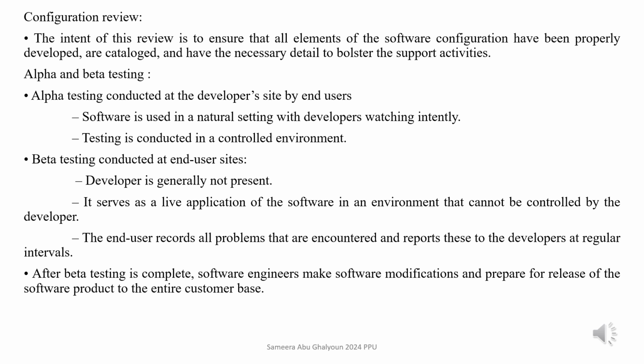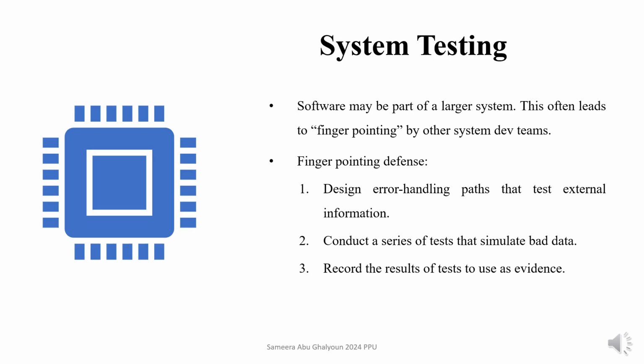Beta testing is conducted at end-user sites. Developer is generally not present. It serves as a live application of the software in an environment that cannot be controlled. The end user records all problems that are encountered and reports these to the developers at regular intervals. After beta testing is complete, software engineers make software modifications and prepare for release of the software product to the entire customer base.